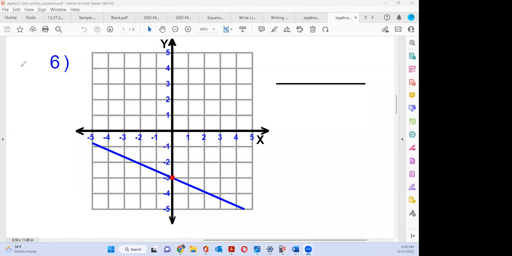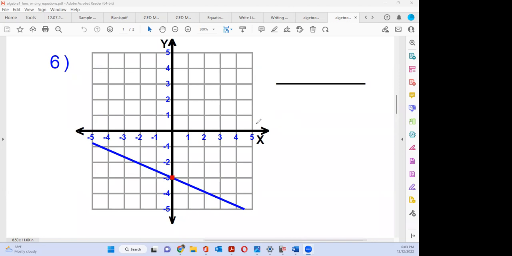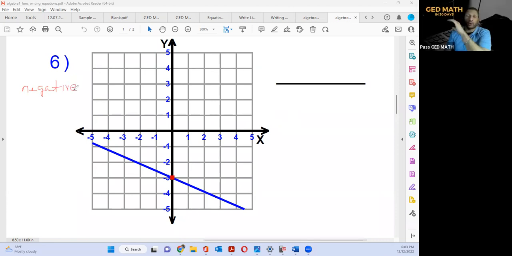Is it negative or positive? Negative. Okay, so that's the first thing we should ask. Is the slope of this line positive or negative? Negative. So we know it's a negative slope. That means any of our multiple choice that have a positive slope, we can get rid of. Okay, what's the second thing?